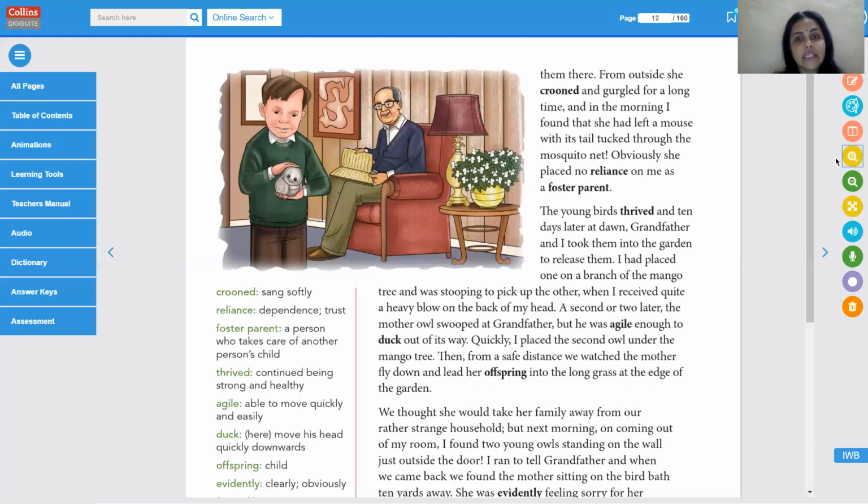We shall take the next paragraph quickly. The young birds thrived, and 10 days later at dawn, grandfather and I took them into the garden to release them. I had placed one on a branch of the mango tree and was stooping to pick up the other when I received quite a heavy blow on the back of my head. A second or two later, the mother owl swooped at grandfather, but he was agile enough to duck out of its way. Quickly, I placed the second owl under the mango tree. Then, from a safe distance, we watched the mother fly down and lead her offspring into the long grass at the edge of the garden.